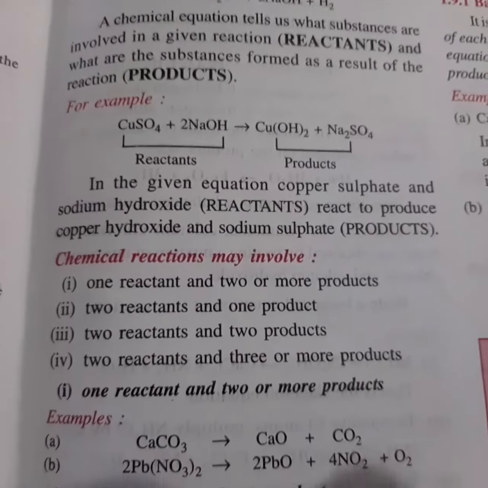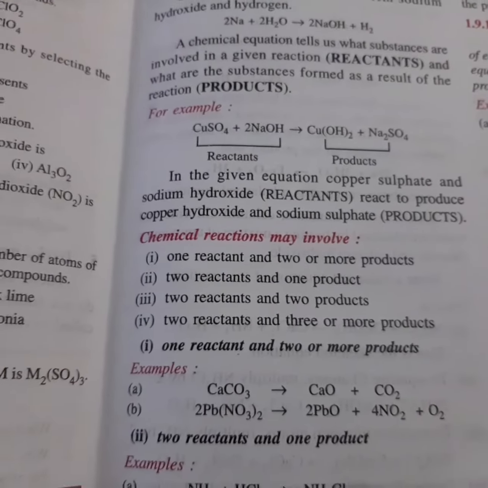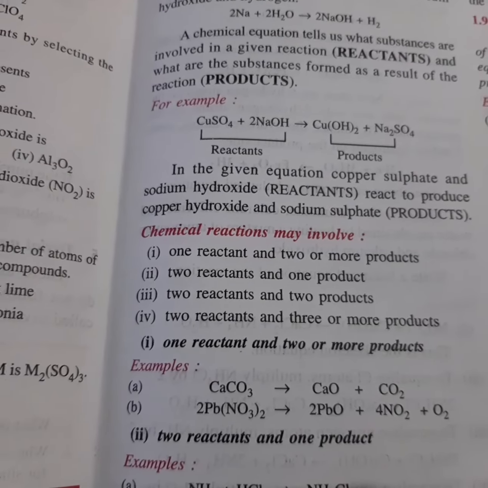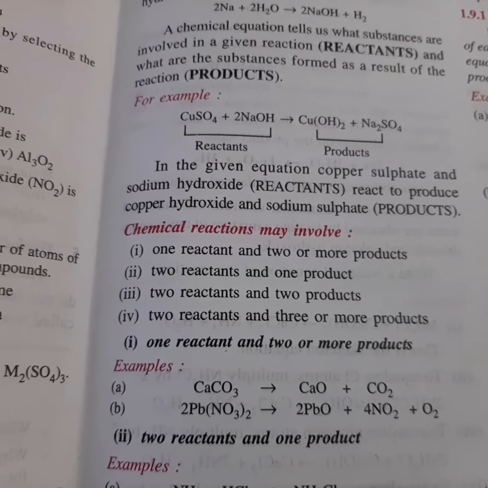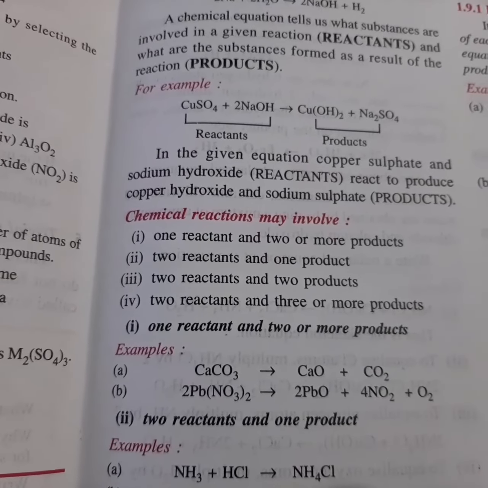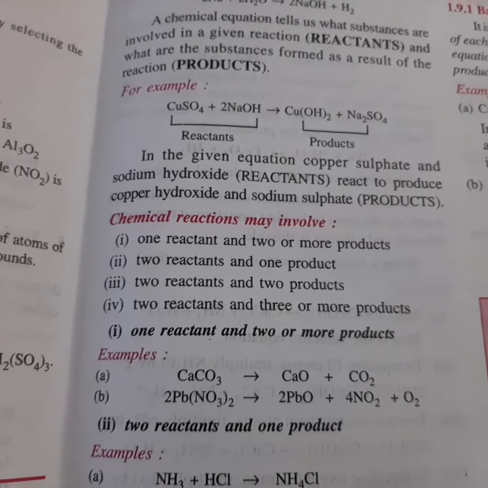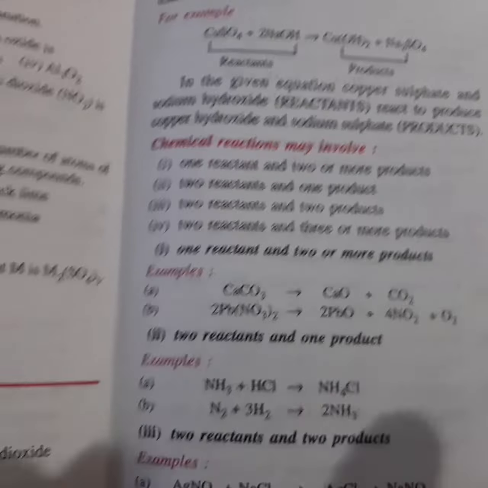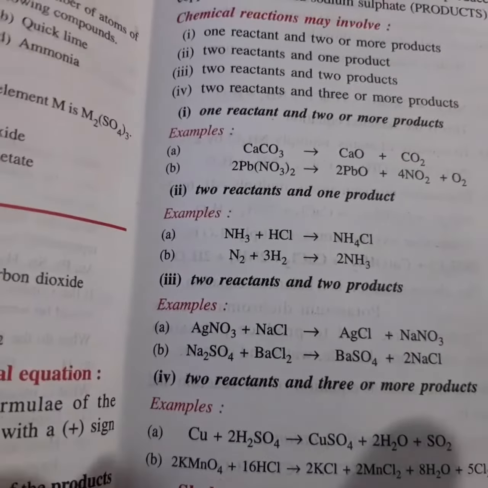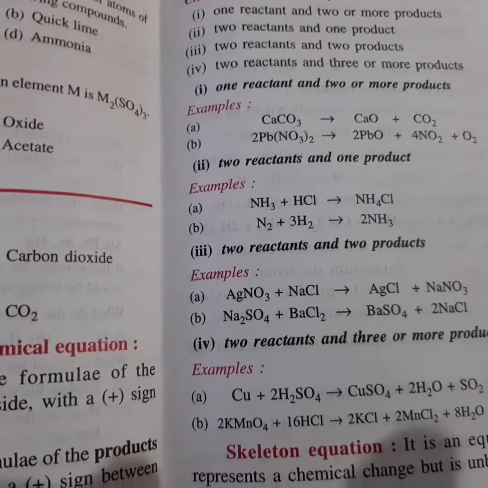Now we come to another point: if a chemical reaction is taking place, how many types of chemical reactions are there? The first type is that there may be one reactant and two or more products. There may be two reactants and one product, two reactants and two products, or there may be three or more products formed during that reaction. There are a lot of reactions already given in your book. You go through it. Now, reactions are further classified into two types.